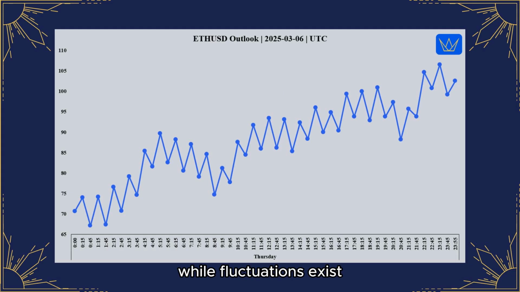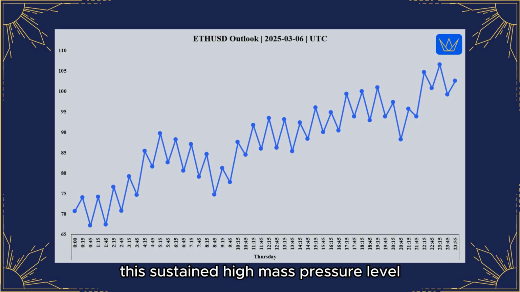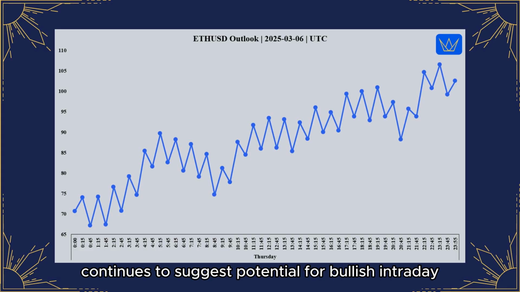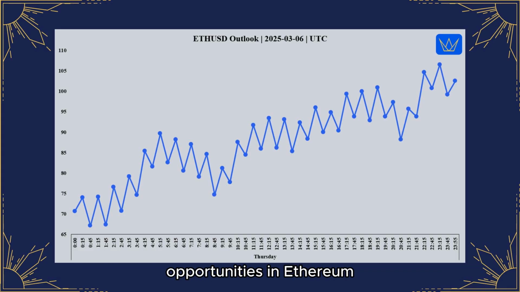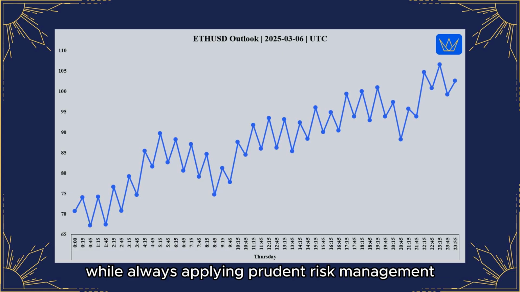While fluctuations exist, the overall tendency of mass pressure can be characterized as sideways to slightly increasing, with periodic peaks emerging roughly every half hour. This sustained high mass pressure level, combined with our baseline bullish fundamental view, continues to suggest potential for bullish intraday opportunities in Ethereum. Look for possible entry timings around those half-hourly mass pressure peaks, while always applying prudent risk management.